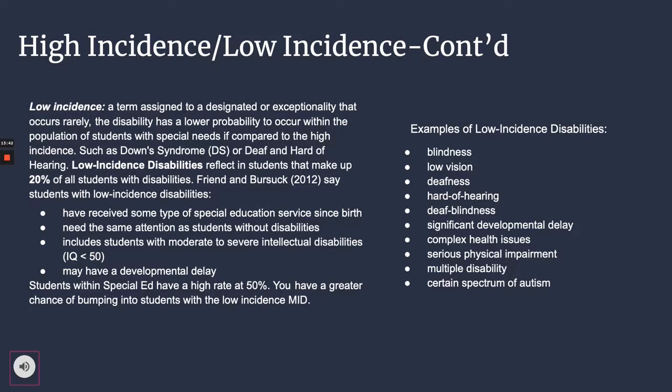Friend and Bursuck say students with low incidence disabilities have received some type of special education service since birth, need the same attention as students without disabilities, include students with moderate to severe intellectual disabilities, IQ under 50, may have a developmental delay. Students within special ed have a higher rate at 50%. You have a greater chance of bumping into students with low incidence MID. Examples of low incidence disabilities would be blindness, low vision, deafness, hard of hearing, deaf blindness, significant developmental delay, complex health issues, serious physical impairment, multiple disability, and certain spectrums of autism.